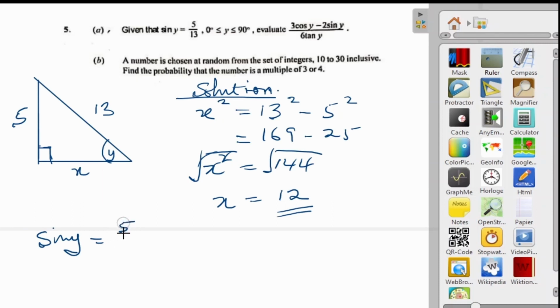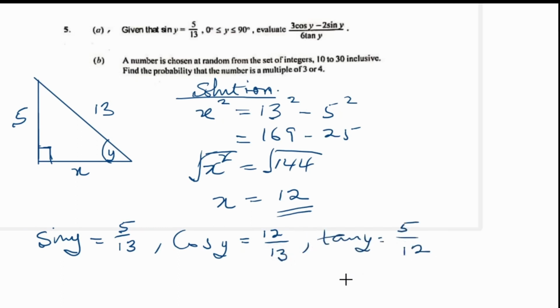So sine y has been given to us already, 5 over 13. We can now get our cos y, and cos is the CAH of the SOHCAHTOA, and that is adjacent over hypotenuse. So the adjacent of this triangle is 12 over the hypotenuse 13, and tan is 5 over 12. So that is how we get these 3. We now just go back and substitute them into this expression.